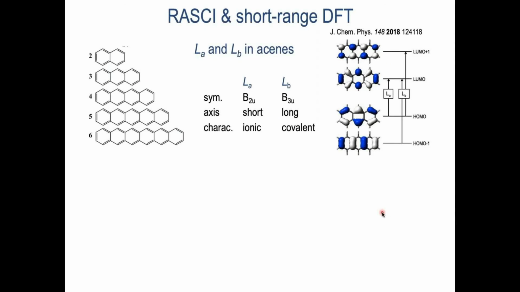Let me show you the performance of this method in the calculation of the lowest lying singlet transitions in acenes, the La and Lb singlets. These are, as I said, the two lowest excited singlet states in these molecules. They have different symmetries and different electronic character, and they correspond to, in one case, basically the transition between HOMO-LUMO, and then Lb, the combination of the transitions from HOMO to LUMO+1 and HOMO-1 to LUMO.